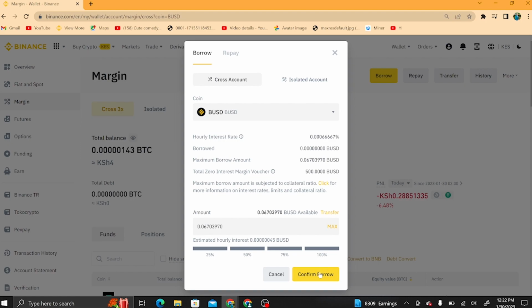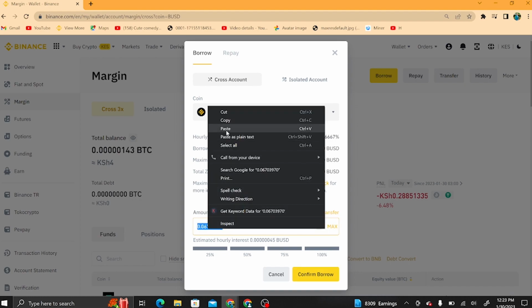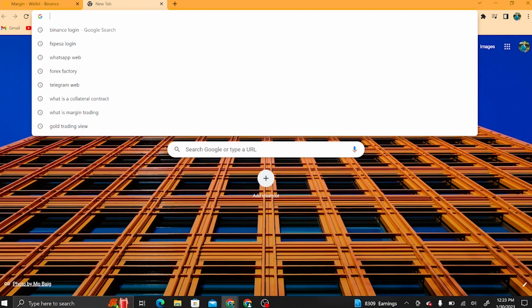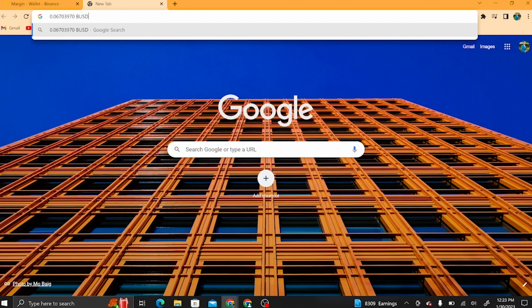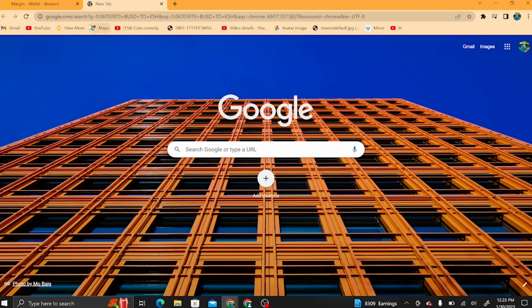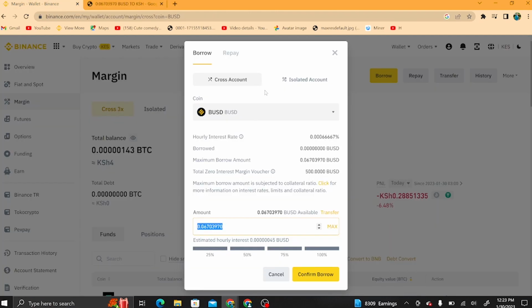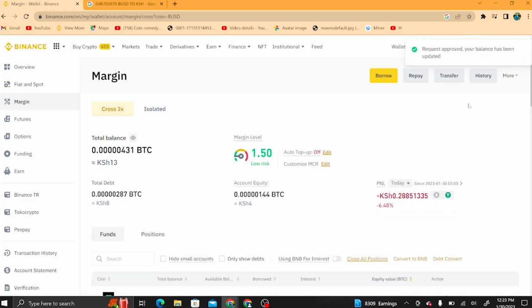Let's confirm those BUSD, 0.6 BUSD. Let's see how much this amount is in Kenya shillings. I think this amount is the smallest amount, but the condition here is that you have to transfer the collateral. That means you have to have your own amount of money to trade here. Let me click confirm borrow, request borrow. Your balance has been updated, and it's just easy like that.